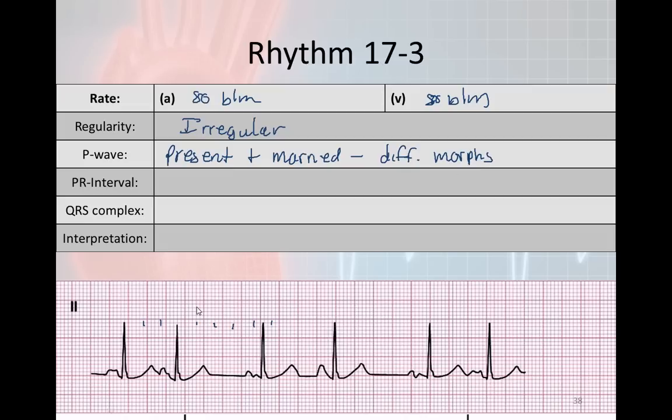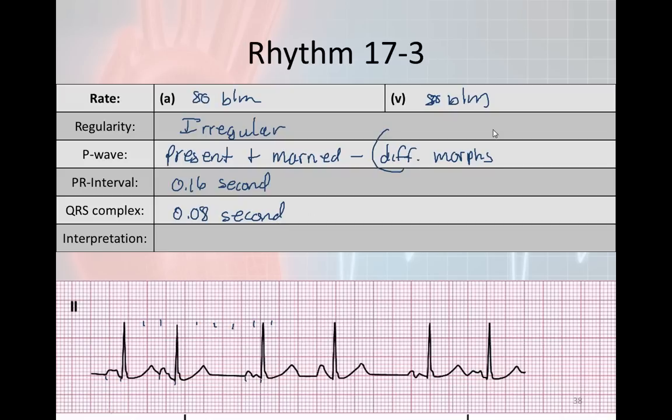My PR interval looks to be about 0.16. That looks to be about 0.16. Yep, 0.16 second. The QRS complexes look nice and narrow. They look to be about 0.08 second.